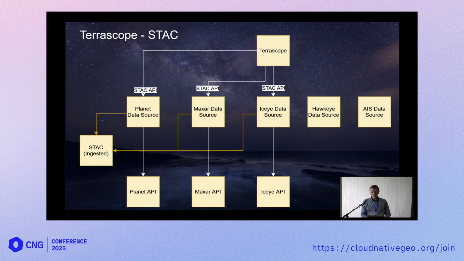And so as a user, sometimes you want to get that ingested data because it's already been purchased. You don't want to purchase it twice. Or you're in an air-gapped environment. You can't reach out. And sometimes you want to search for, OK, well, here's an area. Here's a time. What data have I already ingested? But what data do I want to go see is available? So go talk to Planet's API and see what they have, or talk to Maxar's API. So this is the setup we have now.